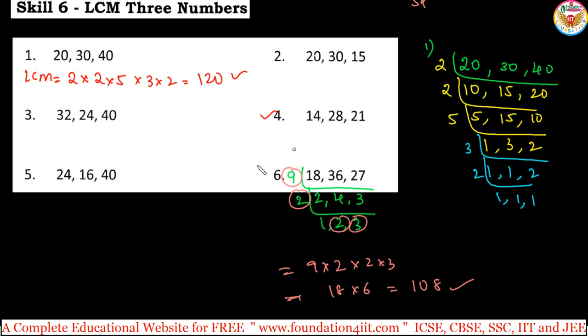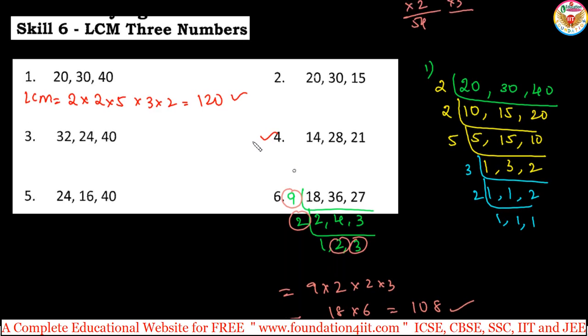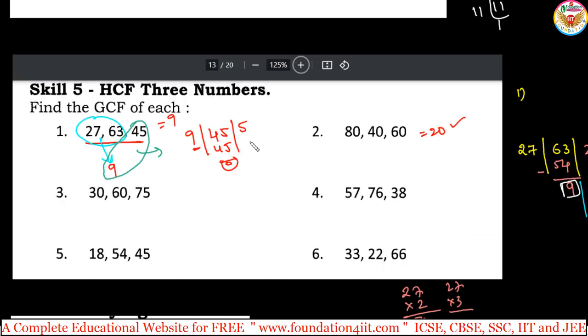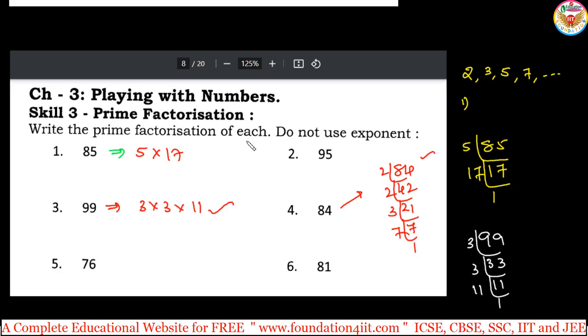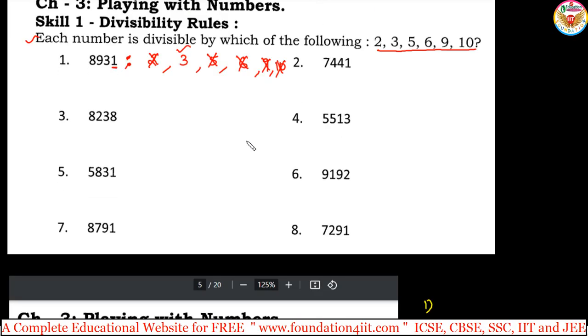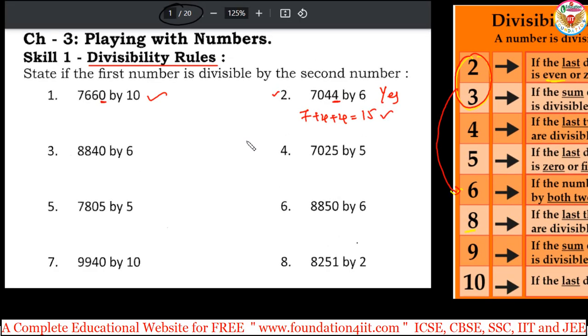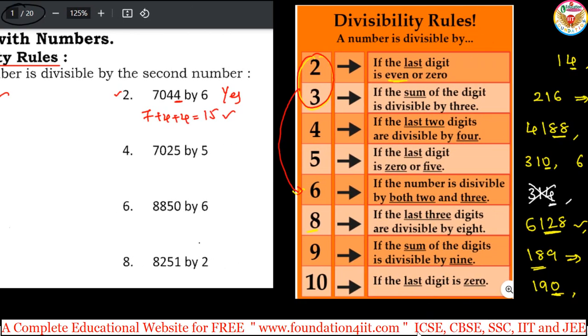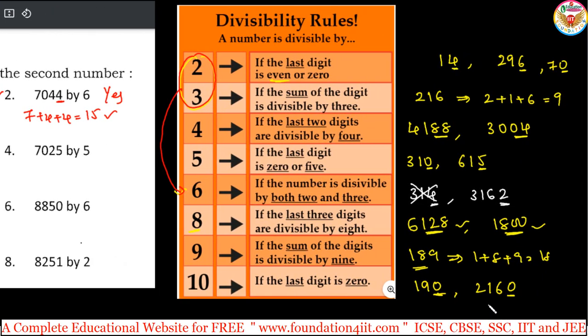So these are the basic skills you need to practice perfectly in this number concept. LCM and HCF you should know first of all. Then prime factorization and factors, finding the factors, especially the divisibility rules. And these are the main divisibility rules you should know. After listening to this complete video, you can start practicing the remaining problems from the PDF.